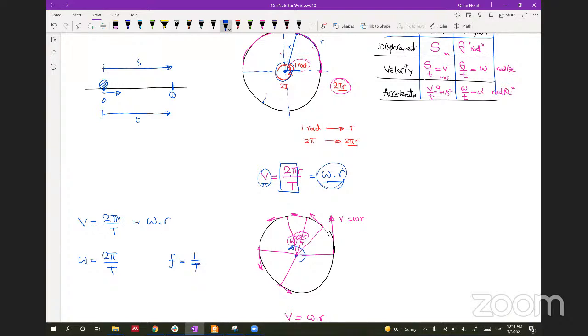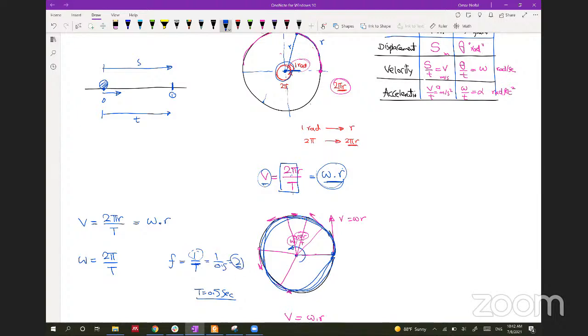The frequency is how many cycles the body does in 1 second. So let's assume that the body takes half a second, so t is equal to 0.5 seconds to make 1 cycle. So the body moves from this point and goes all through this circle in half a second. So how many cycles will be done in 1 second? In half a second you will do 1 cycle, and in another half a second you will do another cycle. So if you divide 1 over 0.5, it will give you 2.